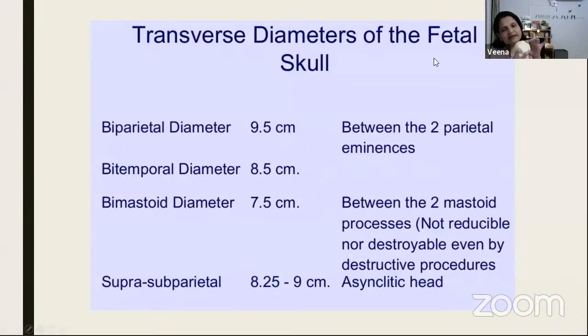Is it clear? So we have biparietal diameter, then we have bitemporal, which comes into action only in flat pelvis, platypelvic pelvis. Then we have bimastoid, the irreducible diameter. And in case of asynclitism, that is lateral flexion of the skull, we have this supra-subparietal diameter. So hardly any difference between them. The largest one is biparietal, that is 9.5 centimeters. Then we have the supra-subparietal, which comes into action in asynclitism, it is 8.25 to 9 centimeters. So we'll be hardly gaining half to three-quarters of a centimeter when the head turns like this. It's not a big difference, but it really makes a difference when we have borderline pelvis.